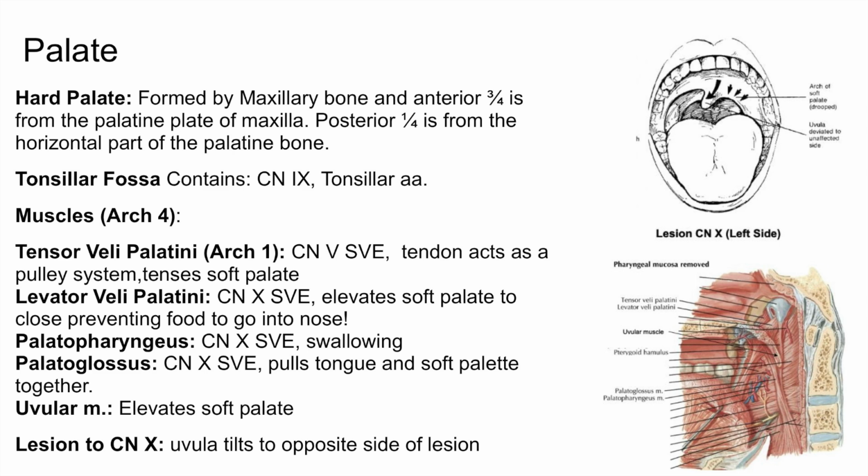So again, structure, hard palate is just bone, and then you have your tonsillar fossa, which has cranial nerve 9 in there. Motor is going to be mainly cranial nerve 10, except tensor veli palatini, which is cranial nerve V3, okay, or trigem. Or the mandibular branch of trigem, right? Then functionally, it's going to be to close the nasopharynx during swallowing, and then a lesion will cause that uvula to deviate away from the cranial nerve 10 lesion, okay?